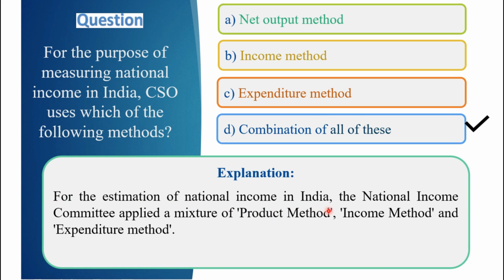Because for the estimation of national income in India, the National Income Committee applied a mixture of a product method, income method and expenditure method. Therefore, option number D, combination of all of these, is the correct answer for this question. Because for the purpose of measuring national income in India, CSO uses all three methods, that is net output method, income method and expenditure method.